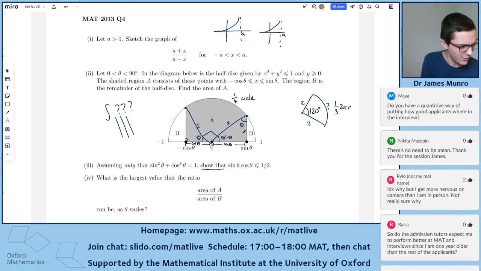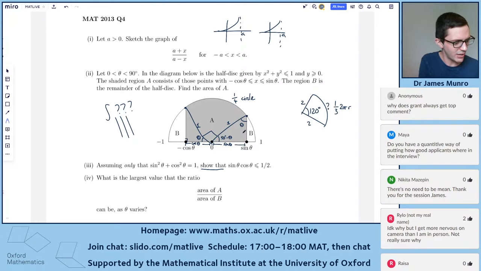Good. Grant always gets the top comment because it's a sort of running joke, I think. Would I recommend this book that I haven't read? I haven't read it.